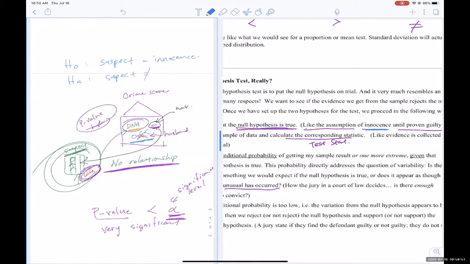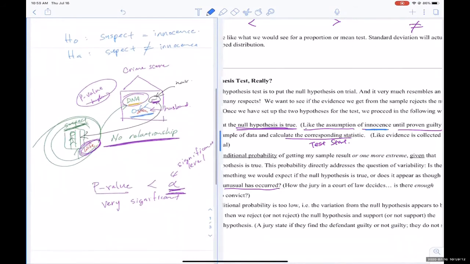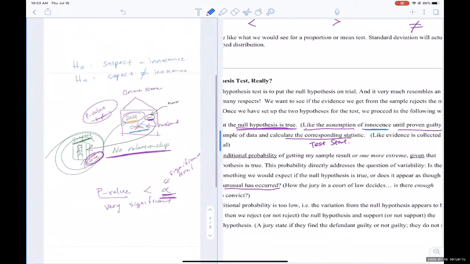Rather than saying not innocent, we'll say guilty. So not equal to means not innocent. Get the idea? So if you have very significant data, then we know that the suspect is going to be not innocent, which means they're going to be guilty. Okay, so far so good.